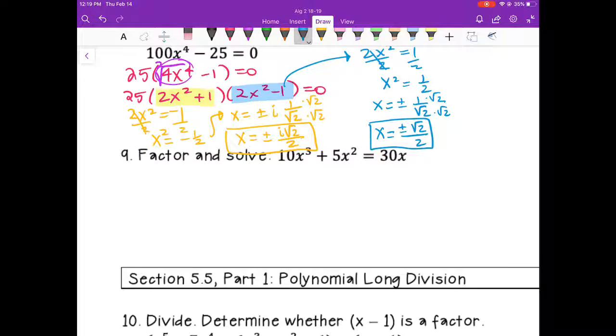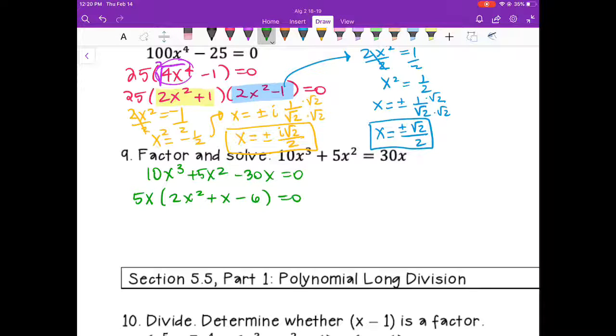Last factoring problem, factor and solve. 10x cubed plus 5x squared equals 30x. The first thing you need to do is get 0 on one side. So we subtract 30x from both sides. So 10x cubed plus 5x squared minus 30x, and then equals 0. Okay. Look for an overall GCF. We can take out a 5 and an x. So I'm left with 2x squared plus x minus 6 equals 0.